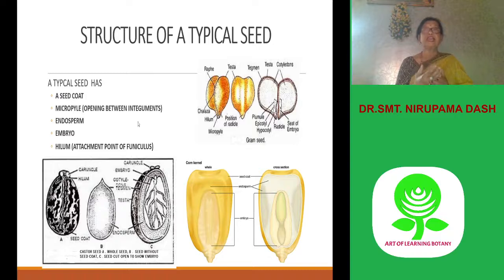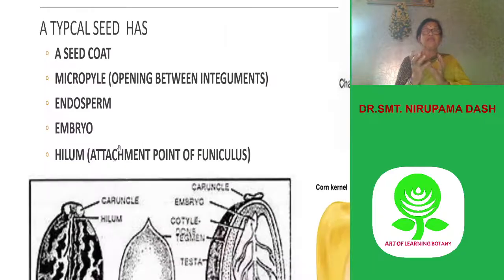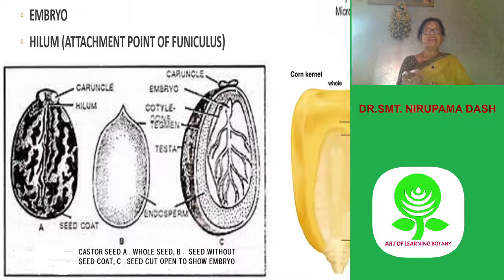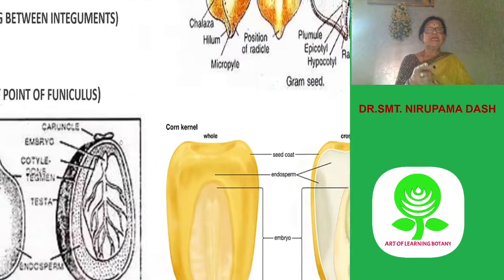So let us see the typical structure of a seed. What structures are there inside the seed? You can see from this picture, a typical seed has a seed coat and a micropyle, an opening between the integument, and an endosperm and a raphe and also an embryo. Here this is the gram seed, the position of the raphe, then this micropyle, and you can see this seed coat, testa and tegmen, and below this there is a monocot seed, the maize seed, and here you can see the seed coat.